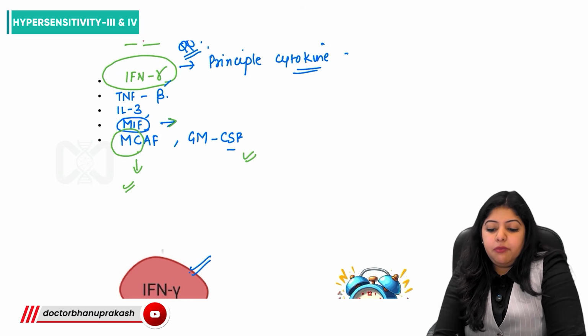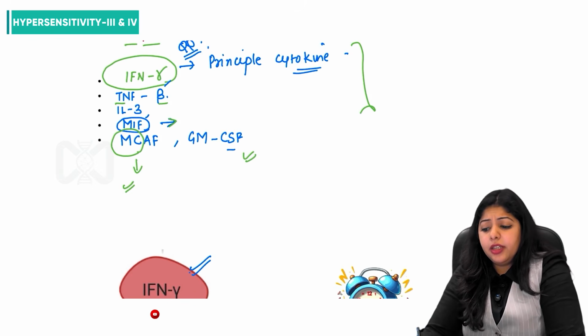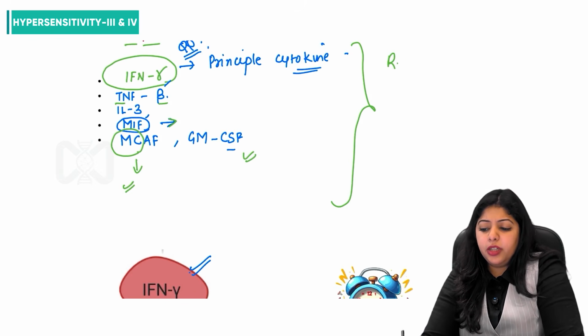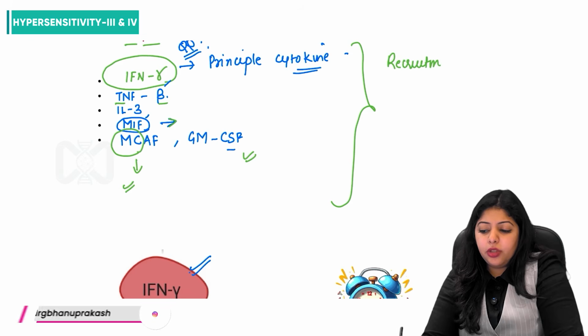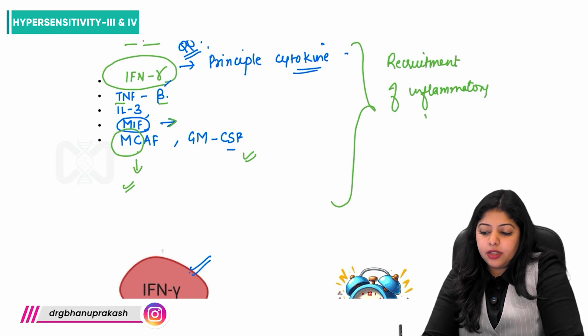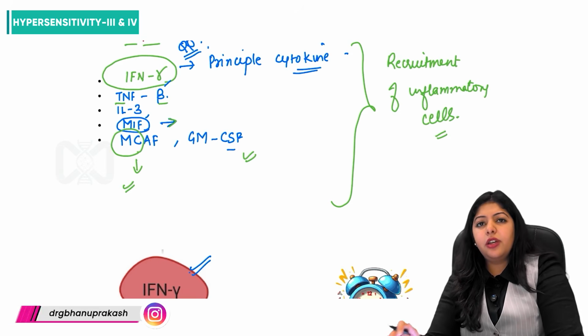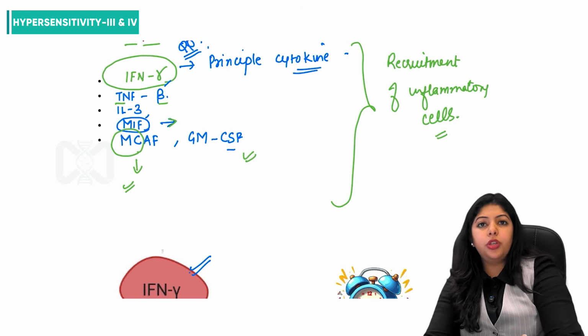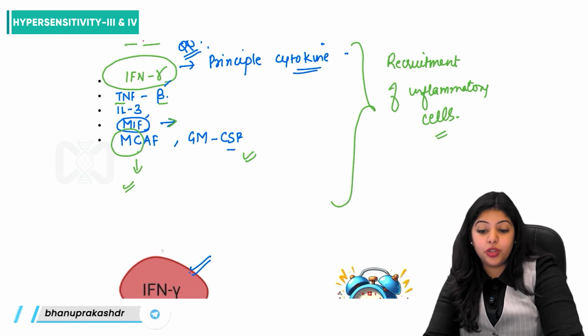And TNF beta, all of these, what are they doing? Ultimately they are causing recruitment of inflammatory cells. Right? So the major function is they are recruiting more and more inflammatory cells so that they form larger tissue destruction at a particular site.